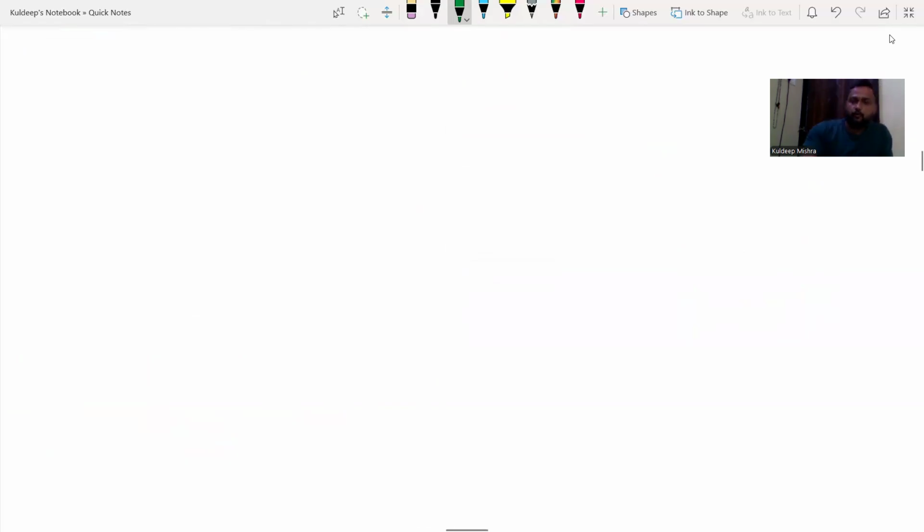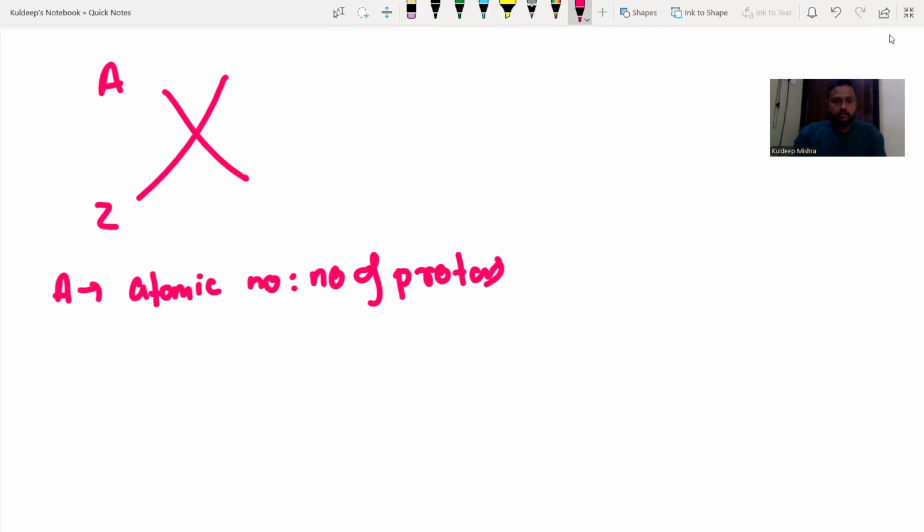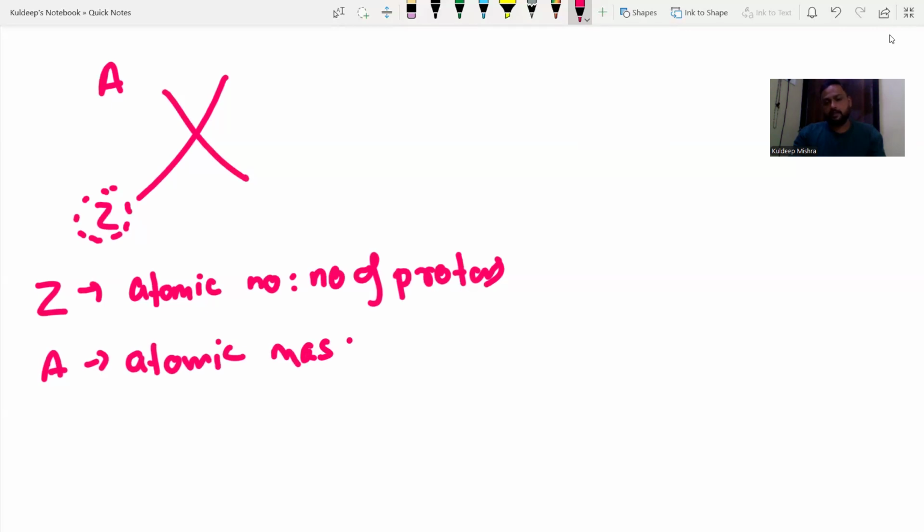Now why does this happen? To know why this happens, we will have to dig a little deeper into the structure of an atom. So when I say X with A and Z is an atom, here Z is the atomic number or number of protons. I'm so sorry, Z here is the atomic number or number of protons. And A is known as the atomic mass number.